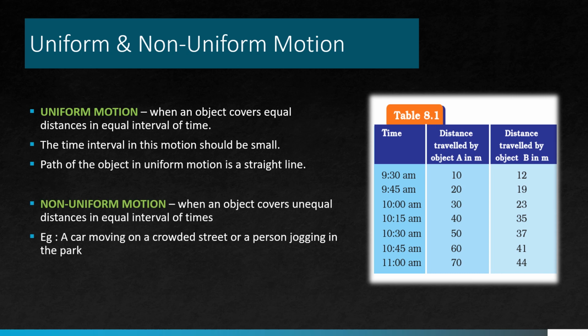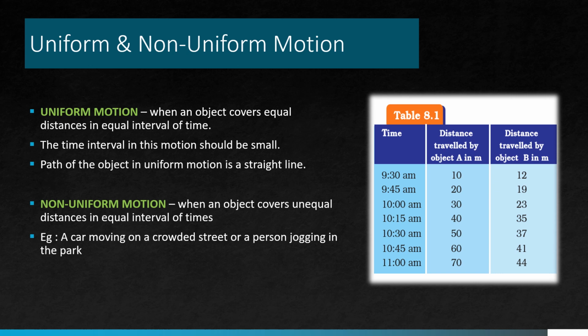Whereas for non-uniform motion, an object covers unequal distance in equal intervals of time. So the time interval is the same as given in the data points, but the distance traveled by object B in the same time interval is different. So when an object covers unequal distances in equal intervals of time, then the object is said to be in non-uniform motion, right? Non-uniform motion is very common. Most of the types of motion that we know are non-uniform in nature.